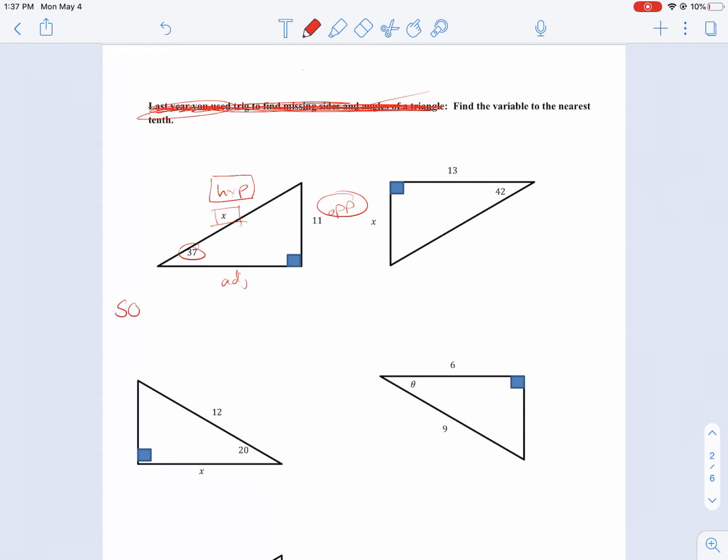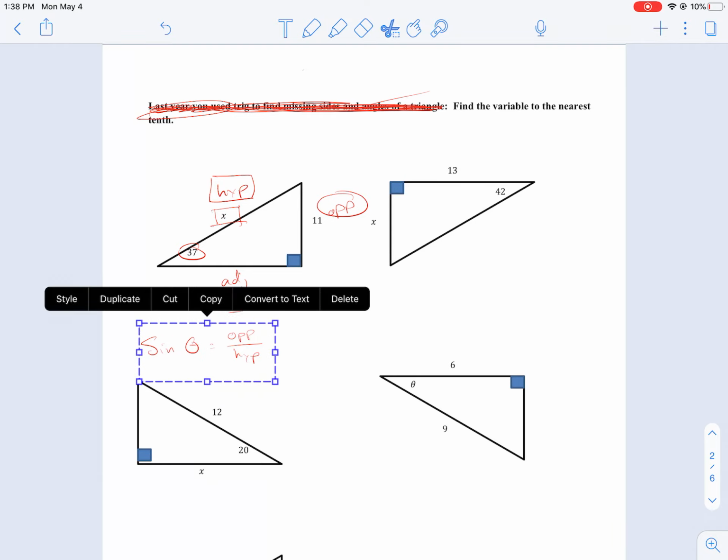So we're going to go SOH CAH TOA. Okay, so which one of these deals with our opposite and our hypotenuse? You should be selecting sine here, because sine theta is equal to opposite over hypotenuse. Okay, so that's what we're going to use here. We're going to use the sine function.